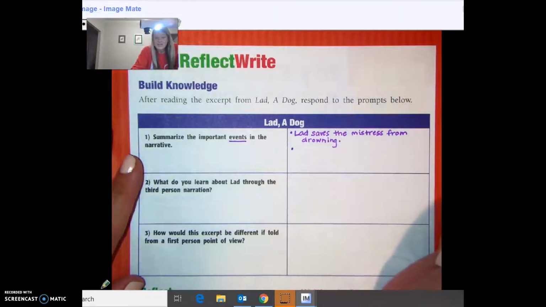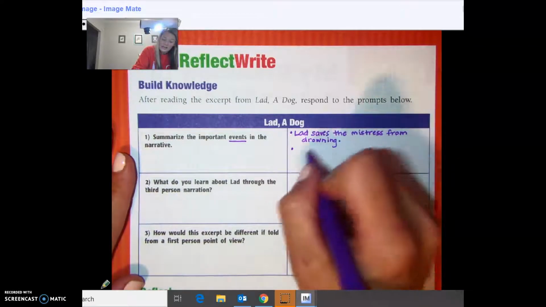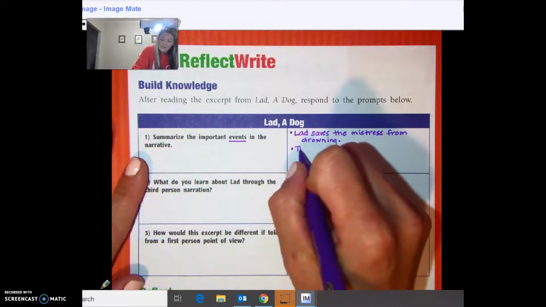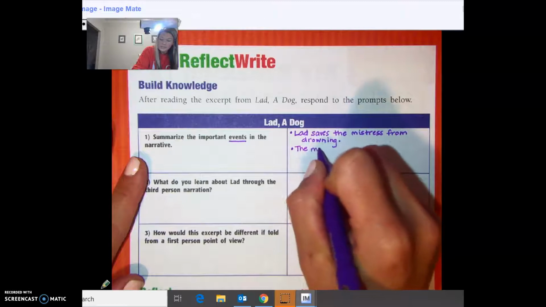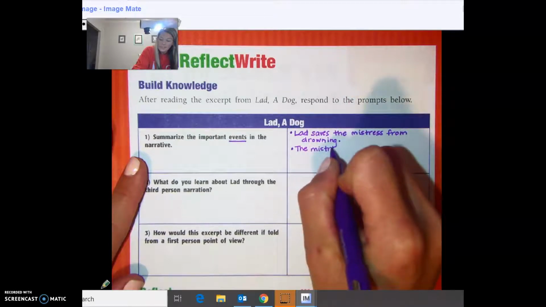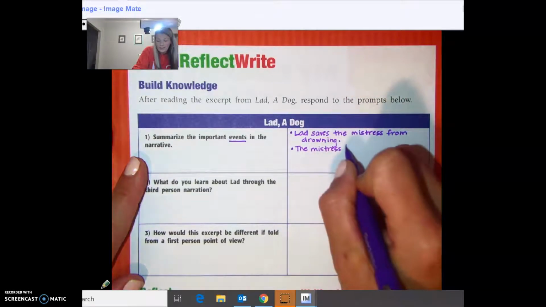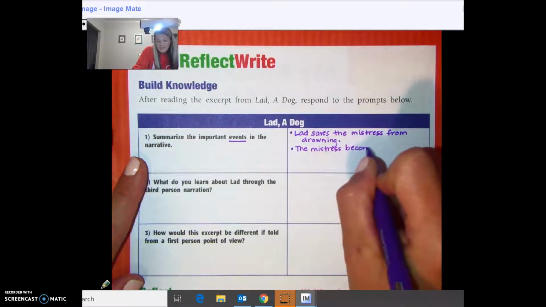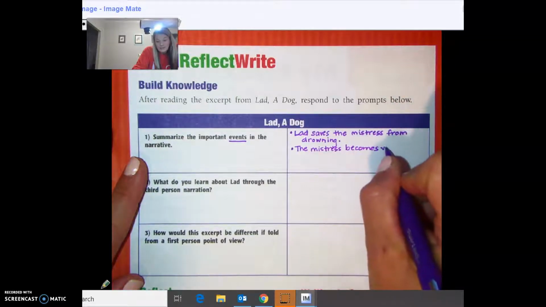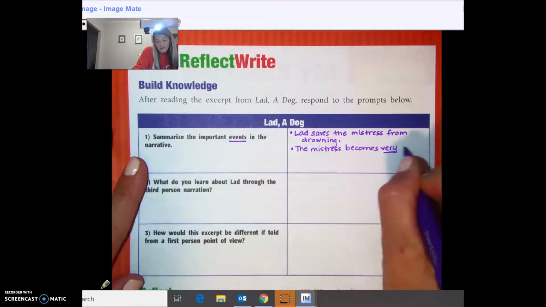The next event that happens is that the mistress becomes very sick. She gets pneumonia.